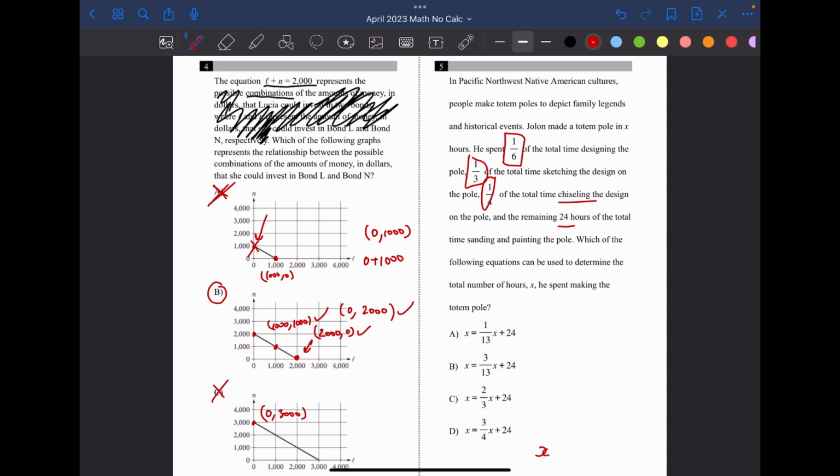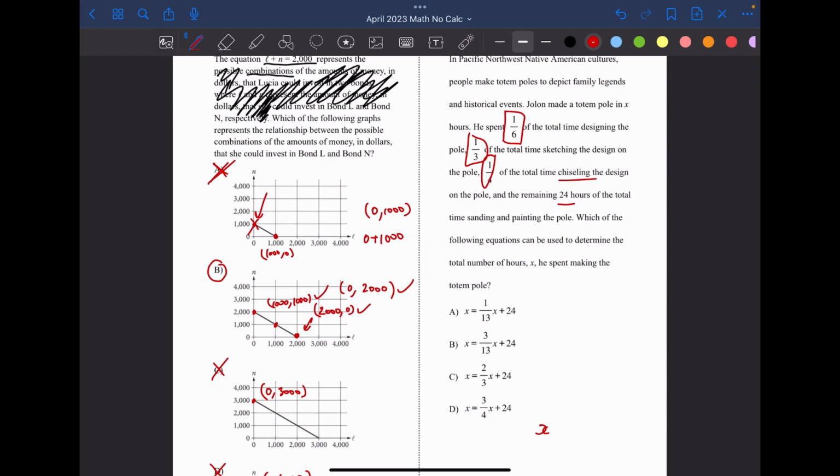And then the question is, which of the following equations can be used to determine the total number of hours x he spent making the totem pole? So first we know that he spent x amount in total. He spent x amount of hours to make the totem pole. And then after that, what we know is that he spent 1/6 of the time designing the pole. So 1/6 of x is that.